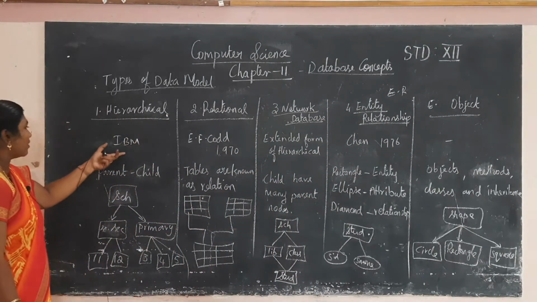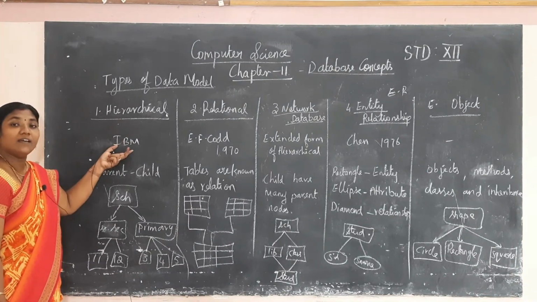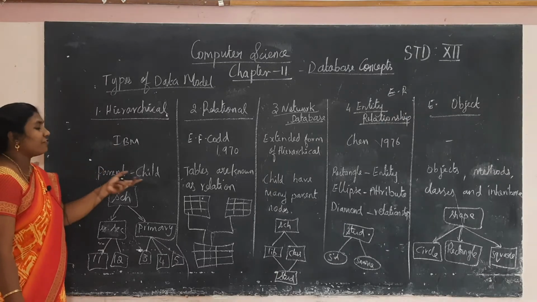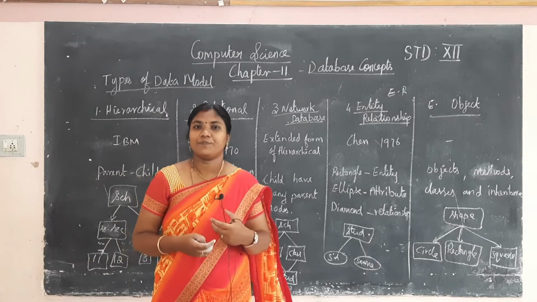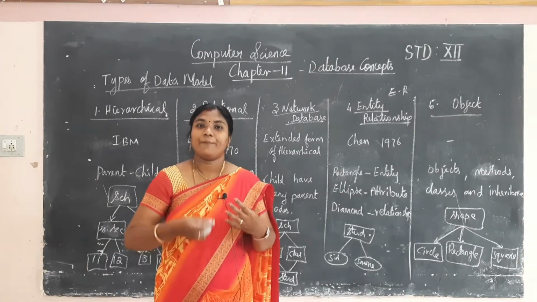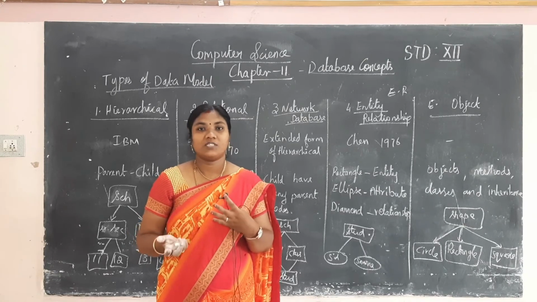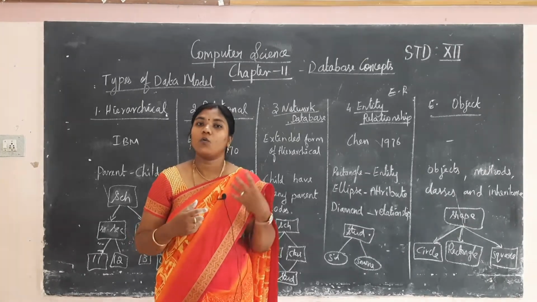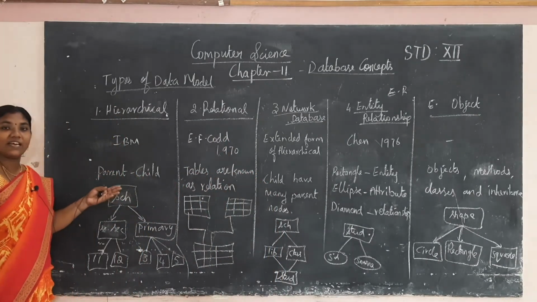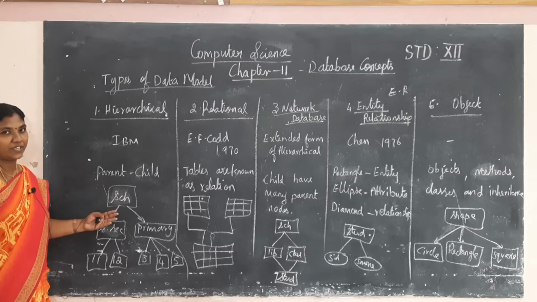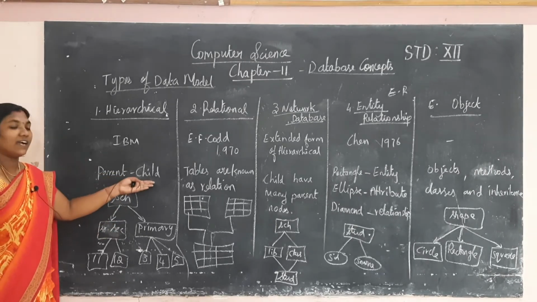Okay, so it was developed by IBM. Hierarchical database, it was developed by IBM. In this they have a parent-child relationship. Parent-child relationship means, as you know very well, a parent can have more than one child, isn't it? But the child can have only one parent. So that's why they are represented as a parent-child relationship here. A parent can have more than one child, and the child can have only one parent.